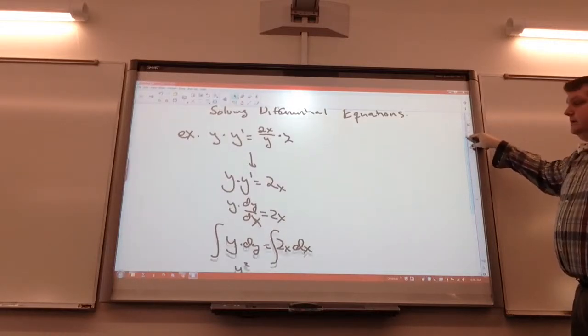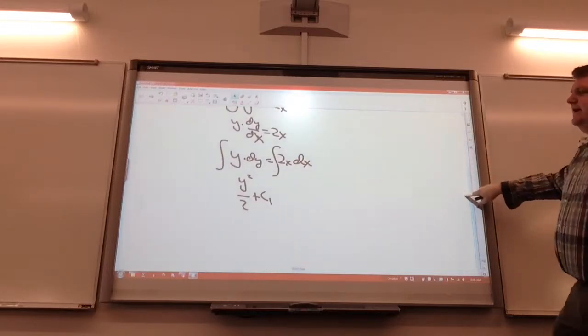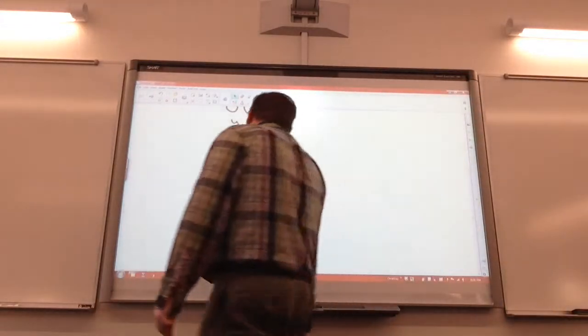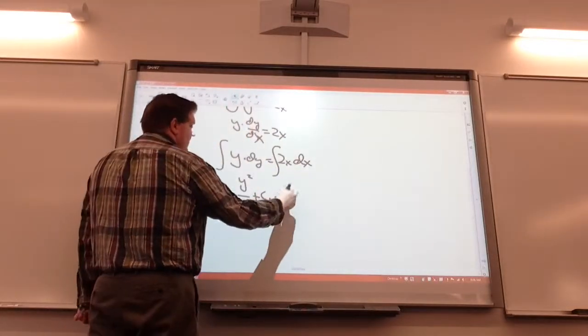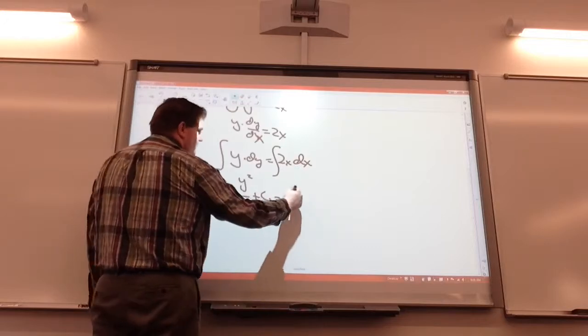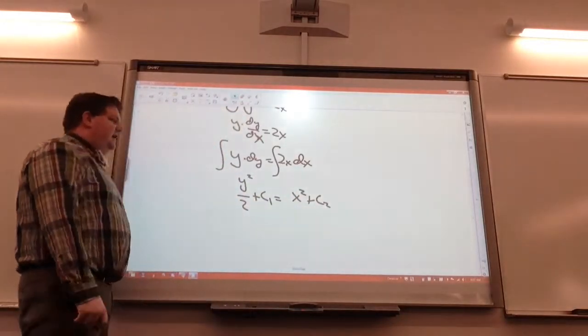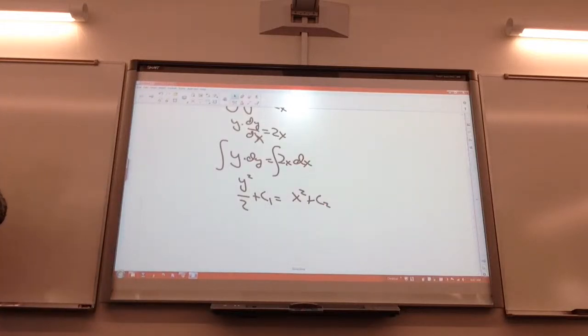And so here are the steps involved so far. We separate our variables, got it down to here. So we integrate the y side, we integrate the x side. That one should be easy. It's going to be x squared, plus, we'll call it c2 this time. Why not x squared over 2? The 2's cancel, because it's 2x squared over 2, and the 2's cancel.